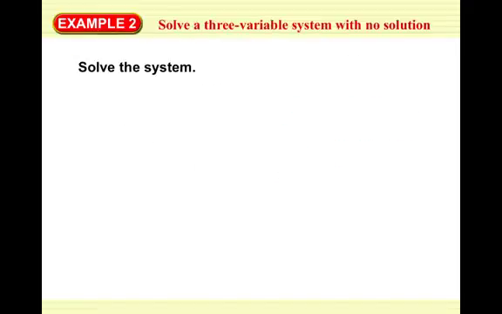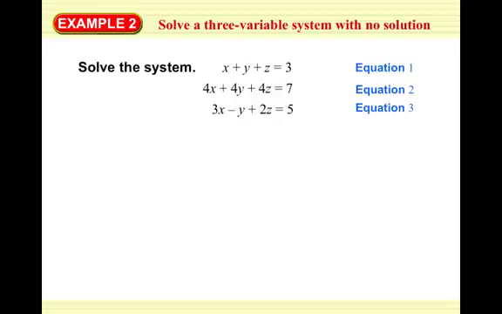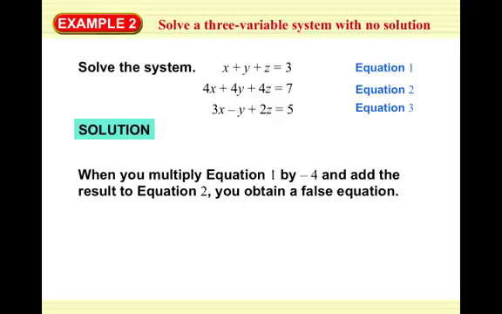All right, for example 2, we're going to solve the system x plus y plus z equals 3, and then 4x plus 4y plus 4z equals 7, and 3x minus y plus 2z equals 5. All right, let's see. We could get rid of the x's pretty easily because we have just a plain x here. So let's multiply the first equation by negative 4.